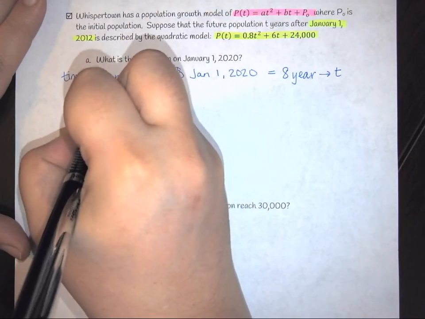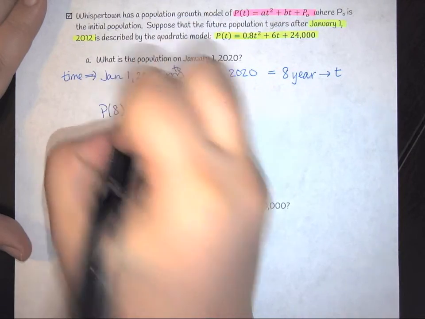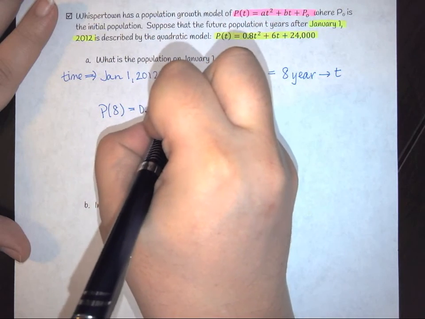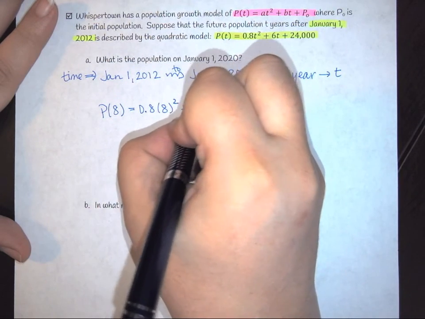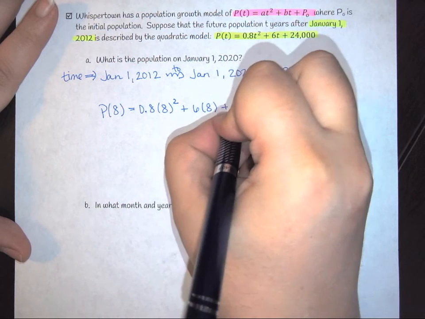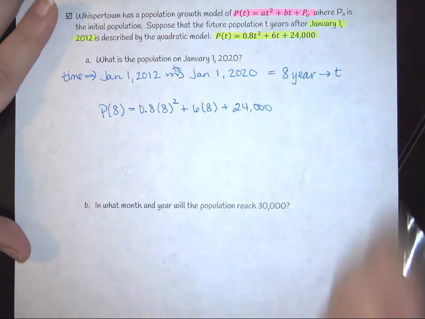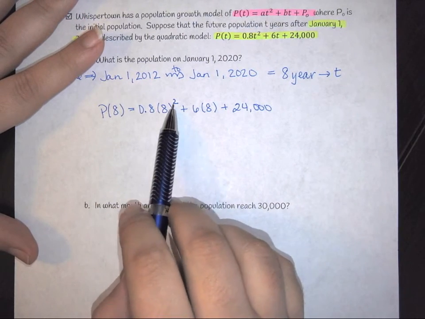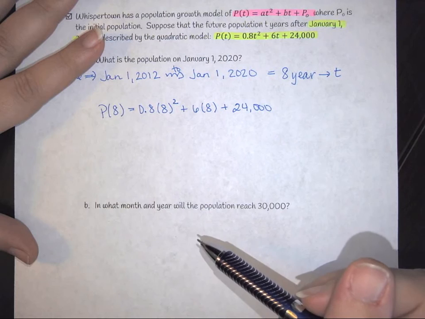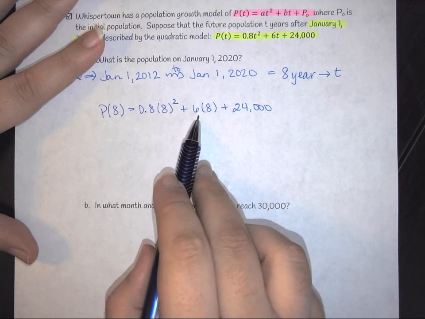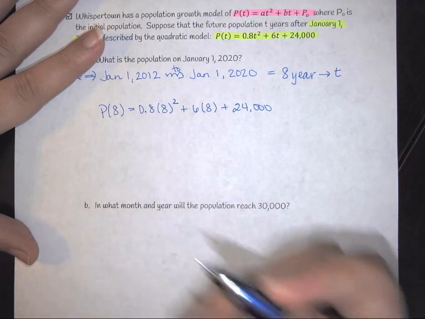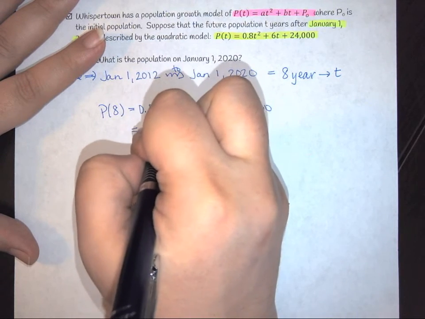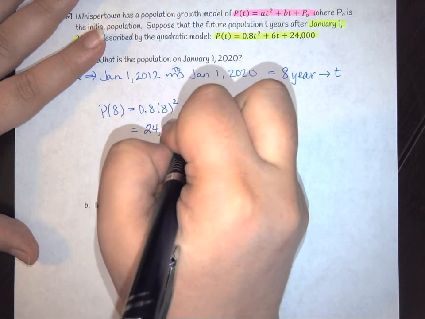So this becomes P of 8 is equal to 0.8 times 8 squared plus 6 times 8 plus 24,000. So we're going to go ahead and you would do the math. So 8 squared is 64, multiply that by 0.8. Then you're going to add that to 6 times 8, and then add that to 24,000, and you should come out with 24,099.2.